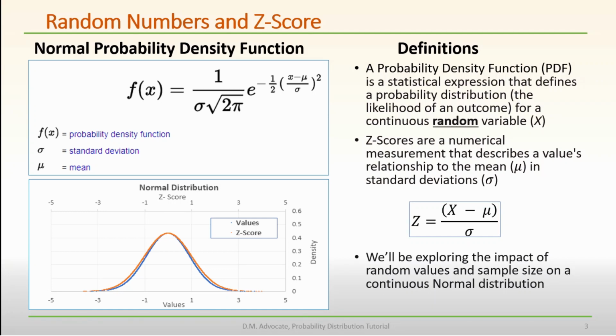Probability density function, PDF, is a statistical expression that defines a probability distribution, the likelihood of an outcome, for a continuous random variable x. Z-scores are a numerical measurement that describes a value x's relationship to the mean in standard deviations. We'll be exploring the impact of random values and sample size on a continuous normal distribution.